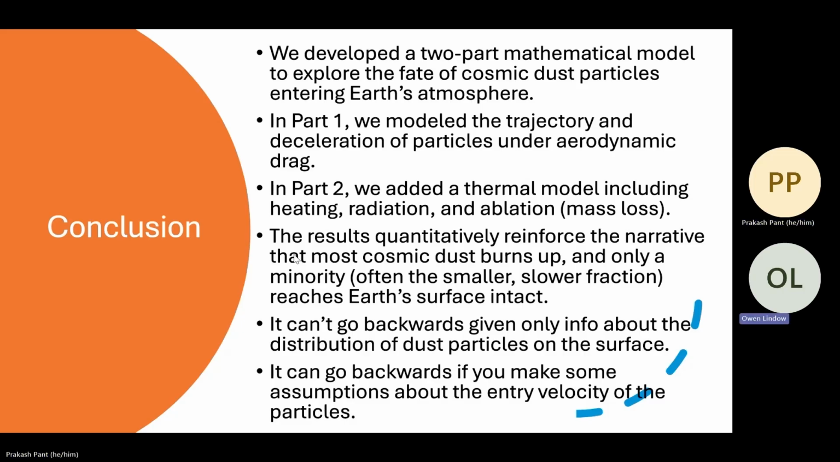Our results show that particles that are much smaller and slower will burn up a little bit less, while faster, bigger ones will burn up more and lose more mass. And we also find that we can't exactly go backwards with our model, but if we assume some velocity distributions, then we can. Okay, thank you.